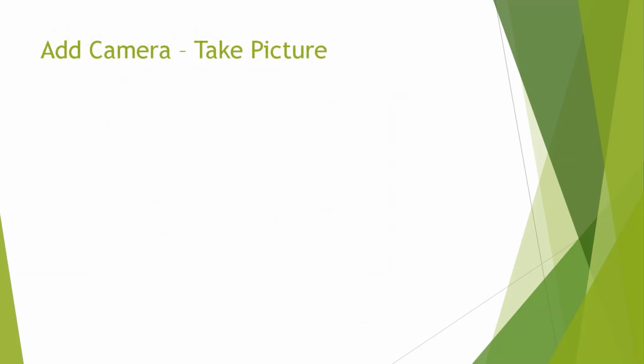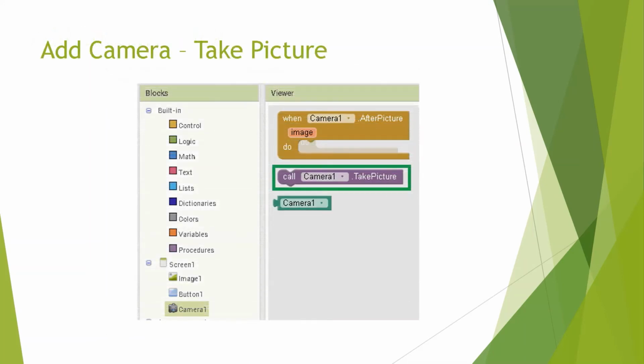From left side Blocks, select Camera 1. Then select the function Take Picture. Drag it under Button 1.Click.